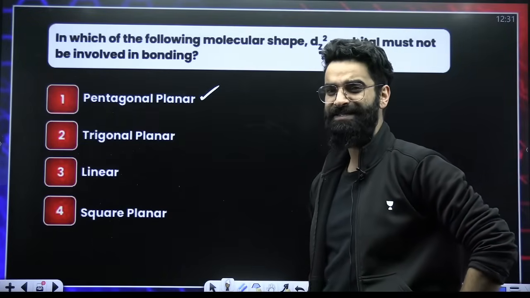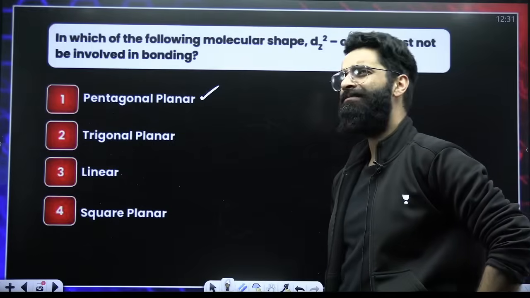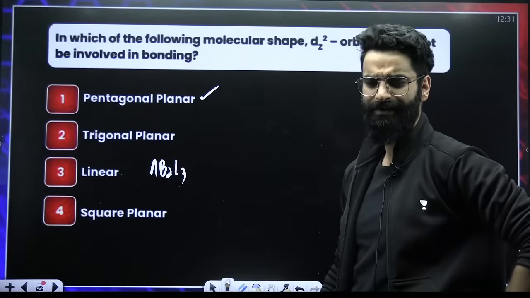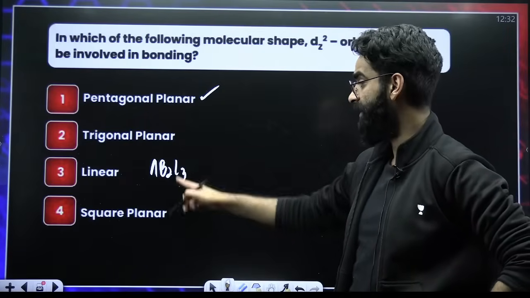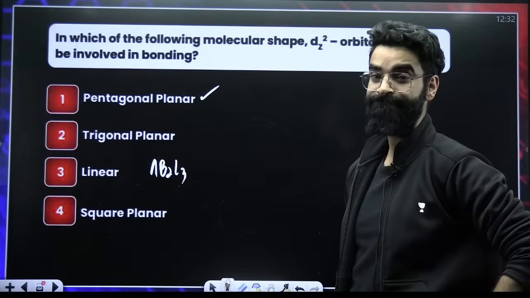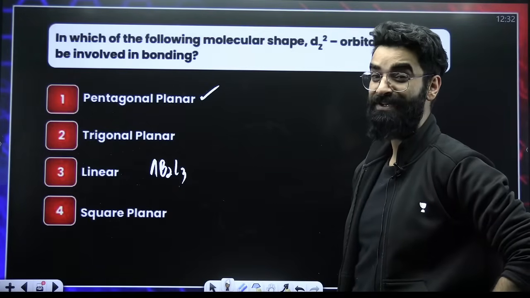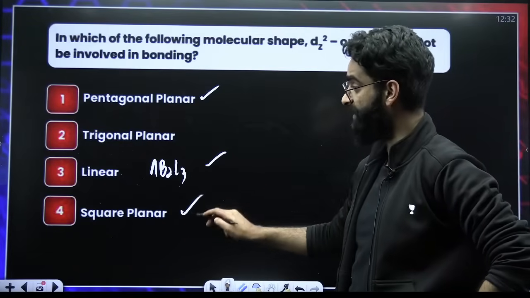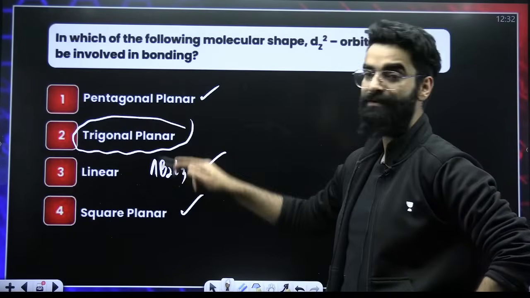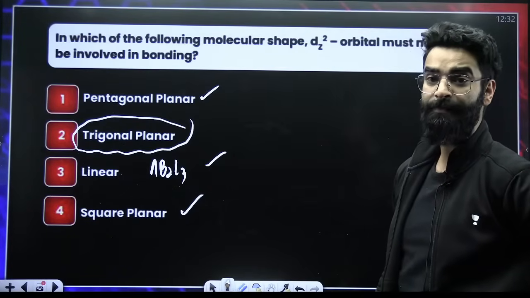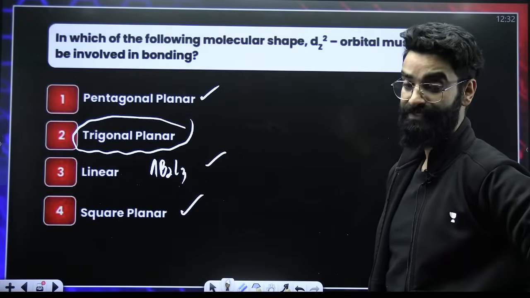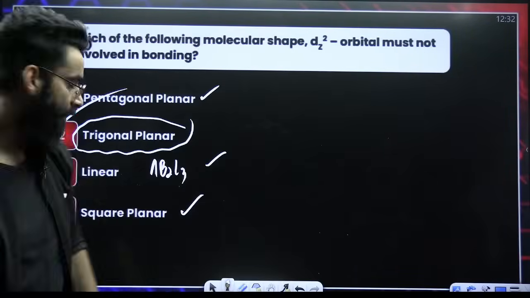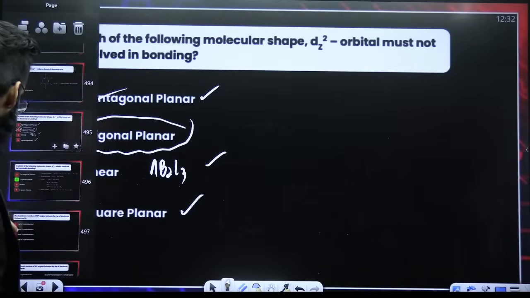In case of linear, is dz square involved? Linear can be AB2L3. AB2L3 is linear, right? Be careful with this. AB2L3 is linear. Perfect. Hybridization sp3d, dz square is involved. Square planar, sp3d2, dz square is involved. Only trigonal pyramidal is there, AB3L1, hybridization is sp3. That is the only one wherein dz square is not involved. So option 2 is the one which is correct.